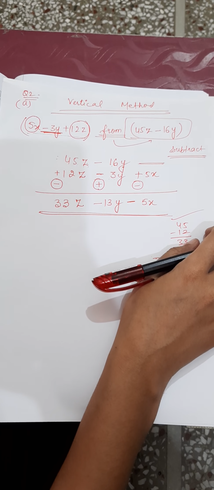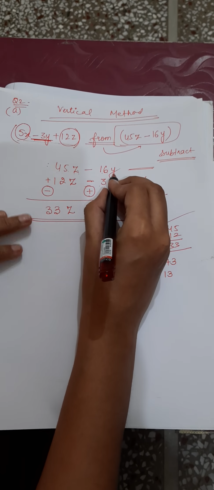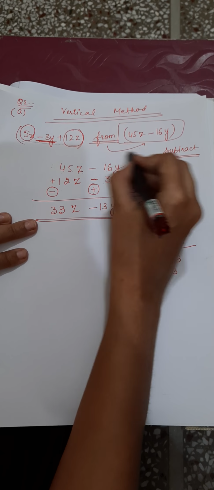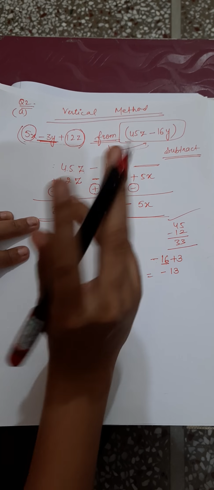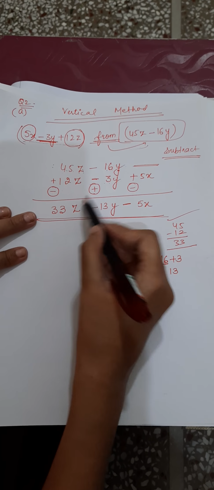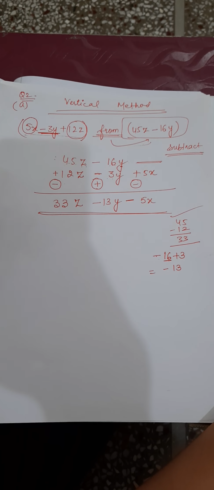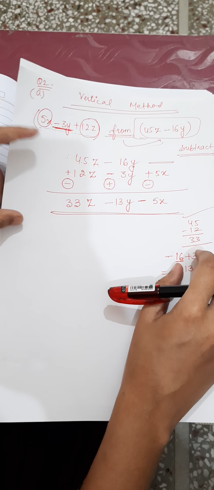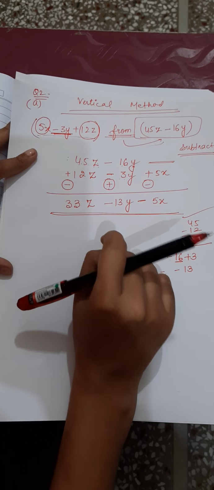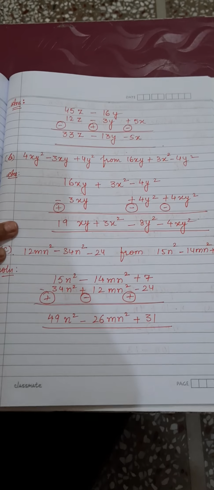So two things you have to do in this. First of all, the first step is that you have to write that expression firstly, which is written after "from". So this I have written here. And the second and the most important thing is that you have to change the signs of the second expression. And according to that, you are going to subtract it. Okay. Now you can pause the video to note it down. And this is the solution of A part.